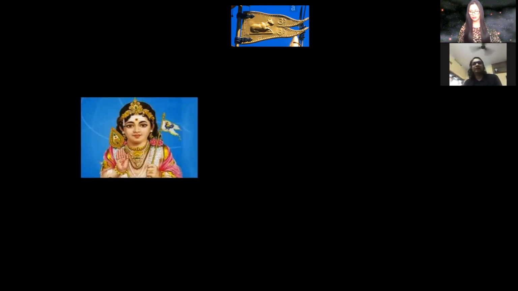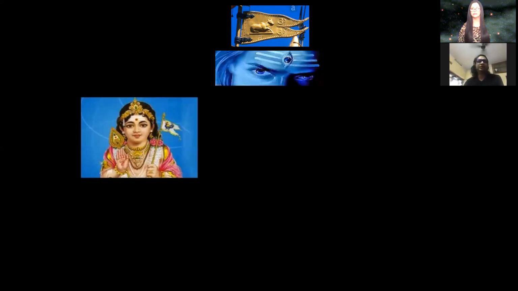A bull. Mrigashira would be deer. Yeah, Mriga is deer, but you're close to that. And the answer is actually Shiva. Shiva is the actual god whose mount is a bull. Nandi is the bull who is the mount of Shiva. And so is his flag also. So it's very interesting that for Shiva, his flag and his mount are of the same animal.